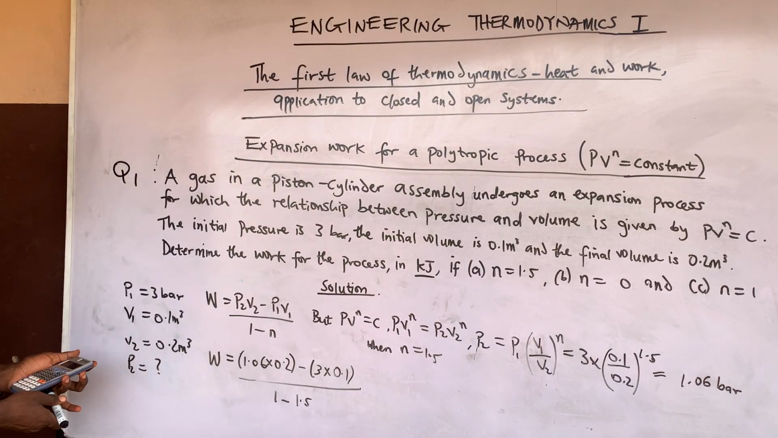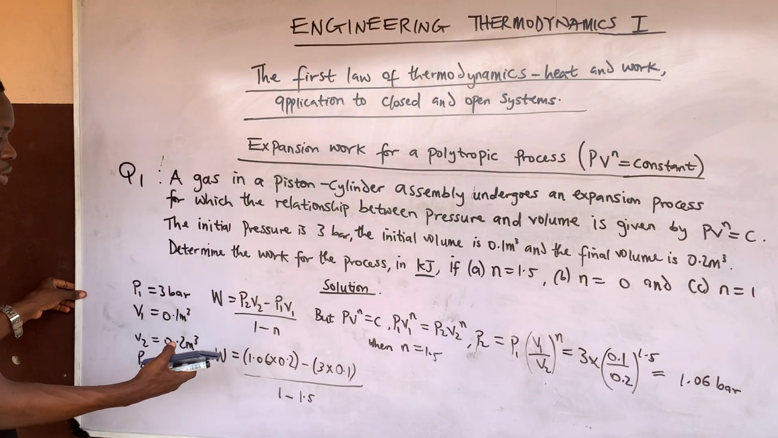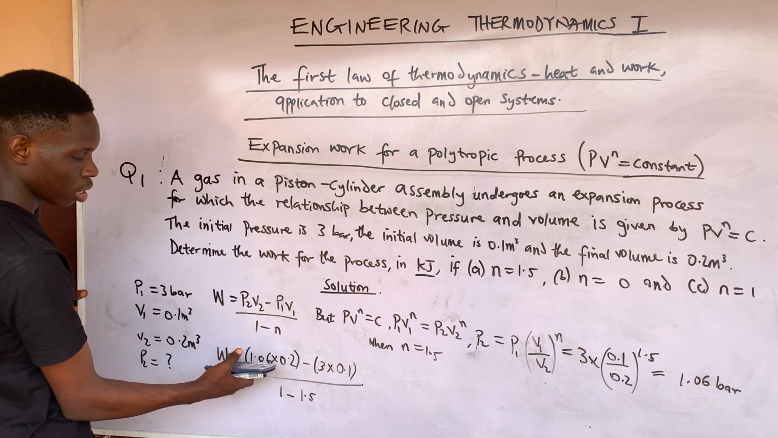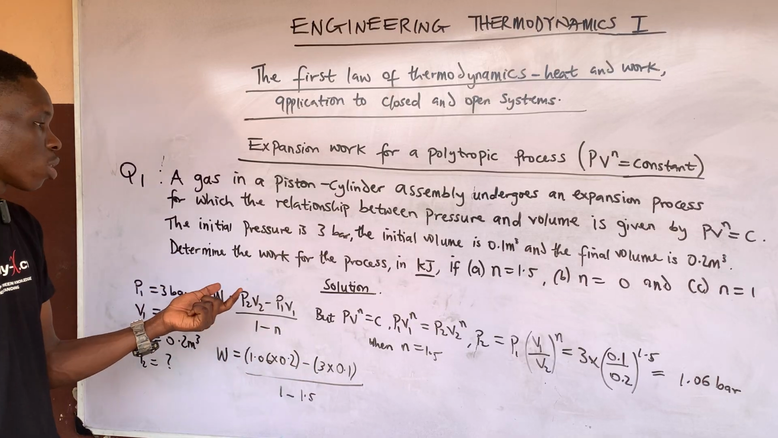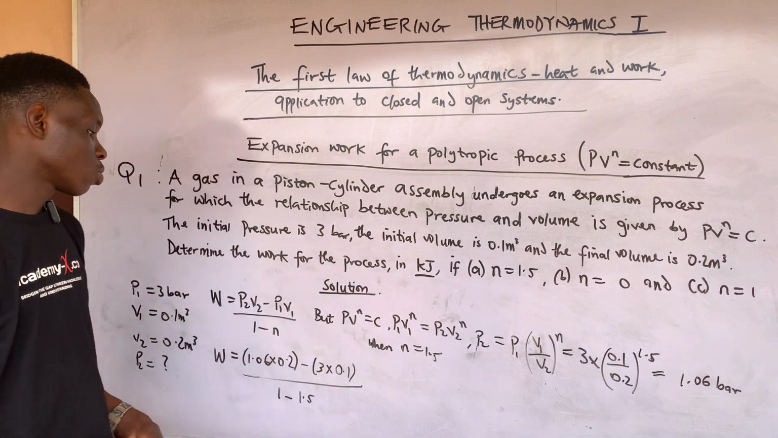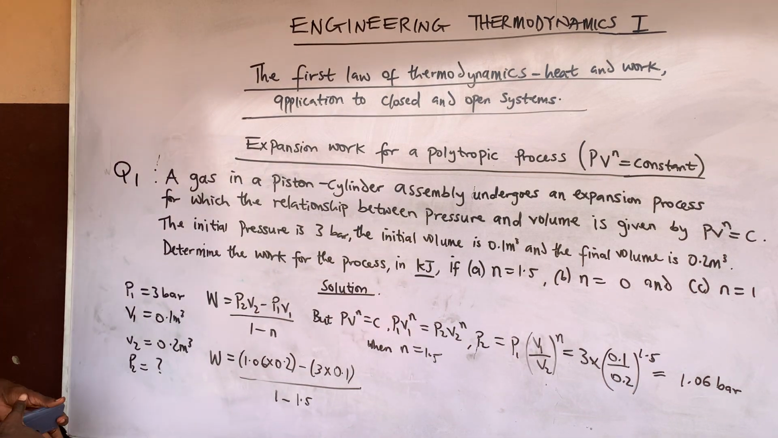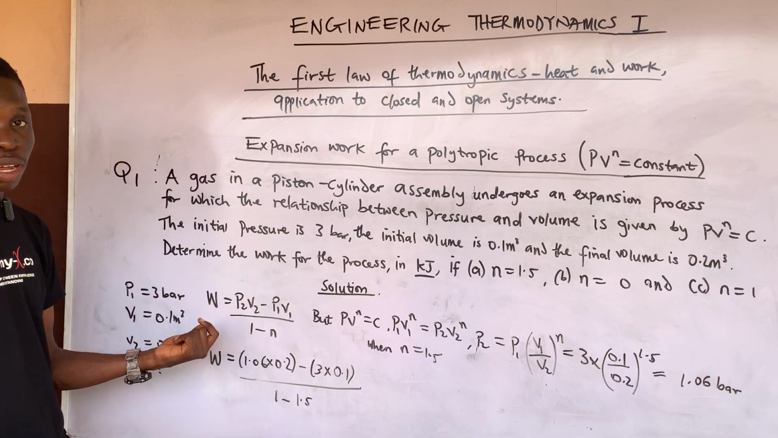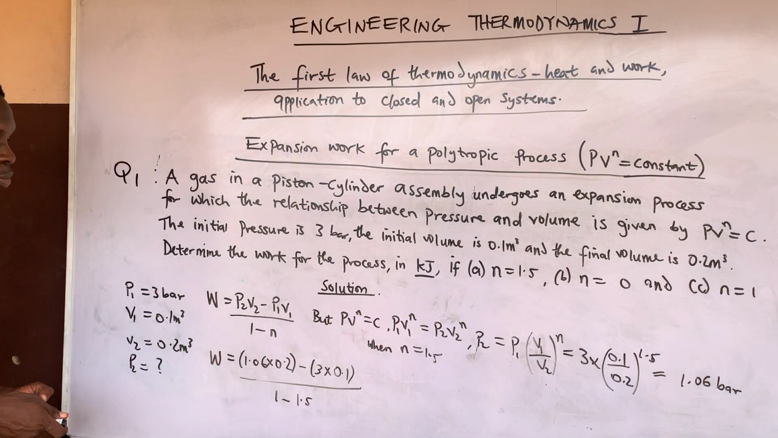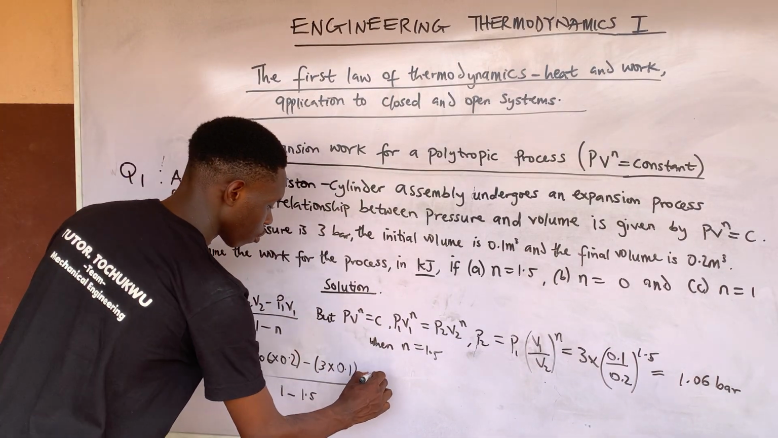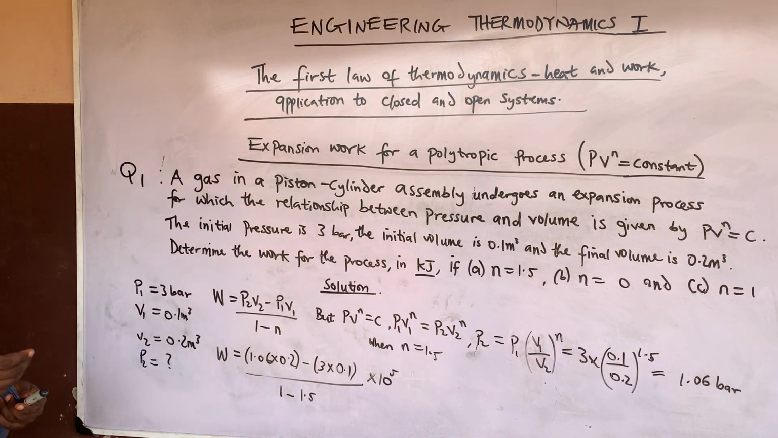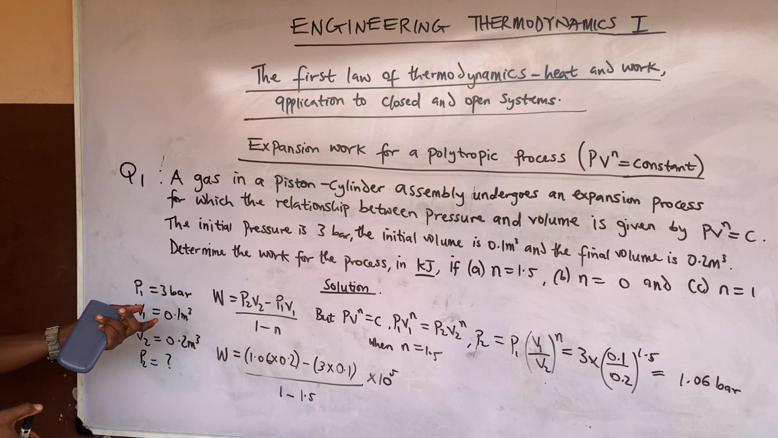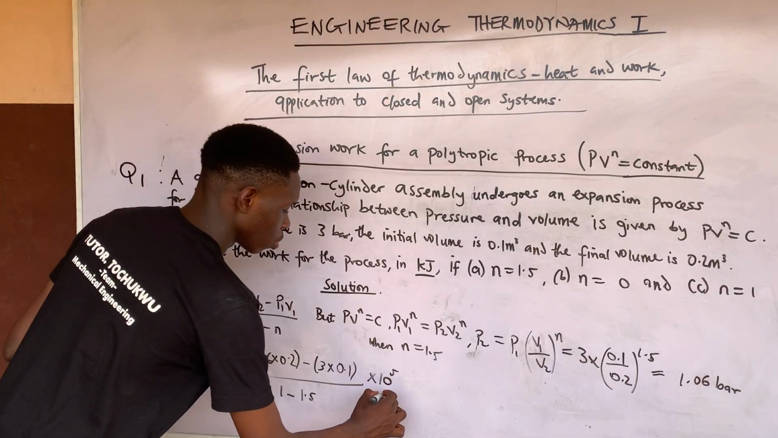When taking this calculation, we see that our pressures are in bar, 1.06 bar and 3 bar, but we have to determine the work in kilojoules. To do that, we first have to convert our pressure from bar to Pascal by multiplying by 10 to the power of 5. In this form, the pressure is now in Pascal. To convert Pascal to kilopascal, I have to divide by 10 to the power of 3. So we have this.